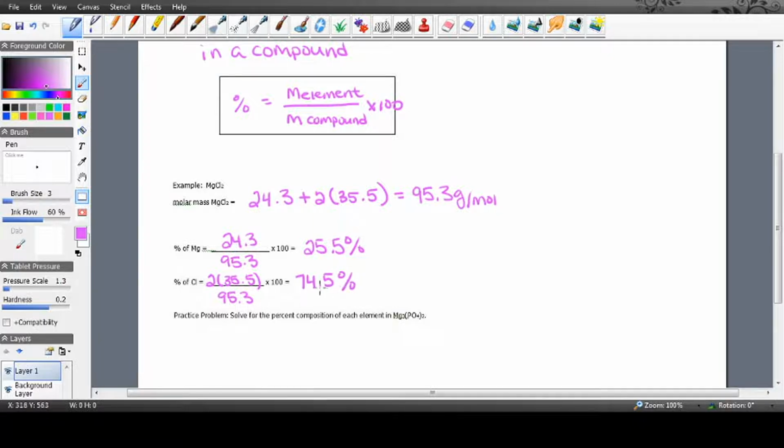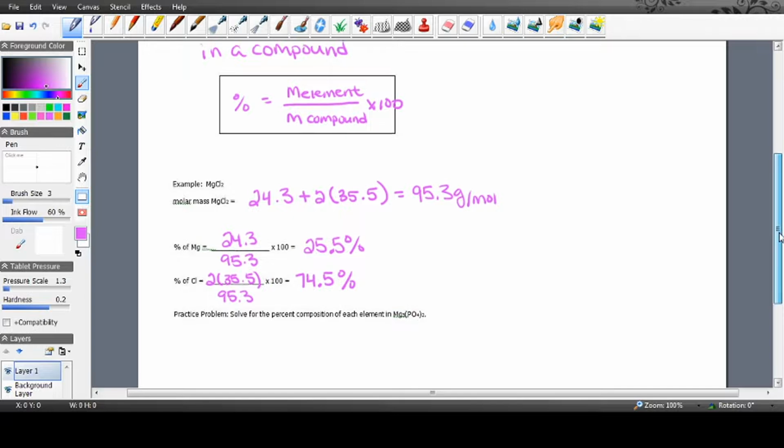Now, a quicker and easier way of calculating that other percentage would be to just subtract from 100, because all of the percentages have to add up to 100. Now, of course, due to rounding, it might be slightly off, but for the most part, you're going to get pretty close to 100% when you add up each portion of the element in the compound. And like I said before, if we were to come across another compound that was 25.5% magnesium and 74.5% chlorine, we know that that compound was, in fact, magnesium chloride.